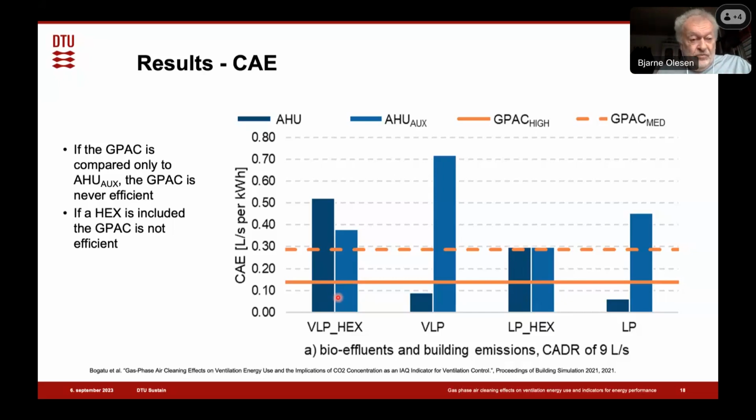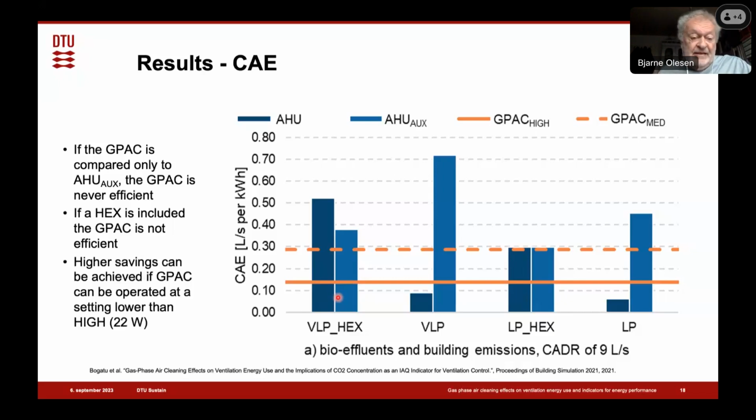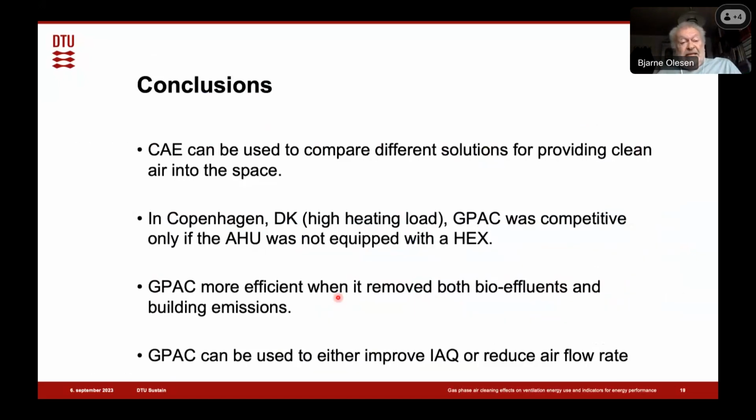So what you should get out of this is that when you evaluate, it's important to ask: is it better to increase the ventilation air to obtain the same effect, or does the air cleaner help you? And you can compare those two by using the clean air efficiency, so liters per second clean air delivery rate per kilowatt hour to obtain this air delivery rate. So that was basically the conclusion, that clean air efficiency can be used to compare different solutions.